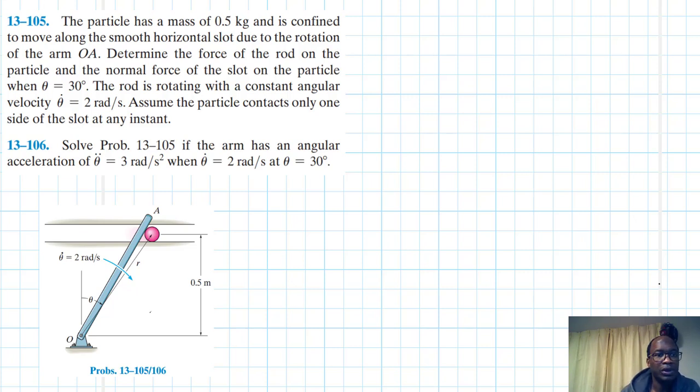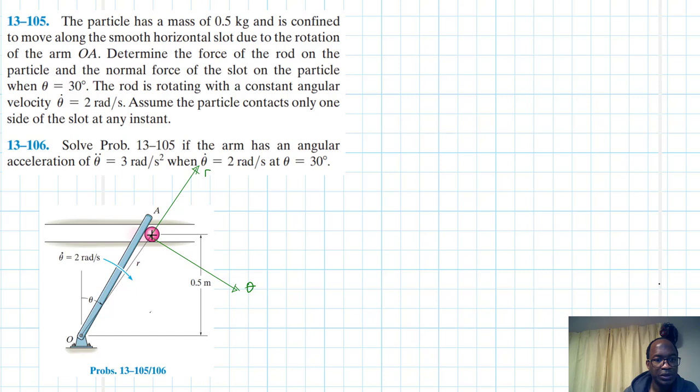Okay, so let's draw the free body diagram. We are using polar coordinates, so we have the r direction, that's our positive, and we do have the theta direction, like so, because this is moving in the clockwise direction according to the angular velocity there. So let's label this. This is r and this is theta.